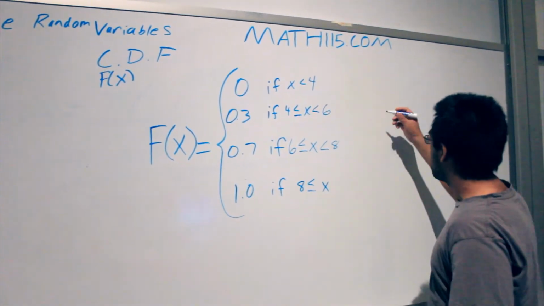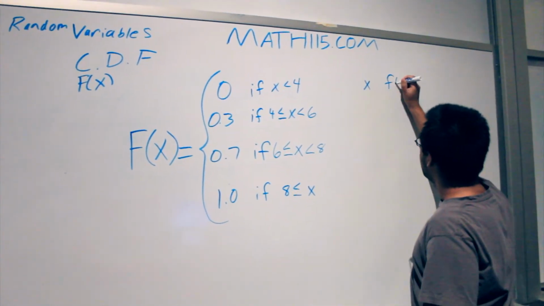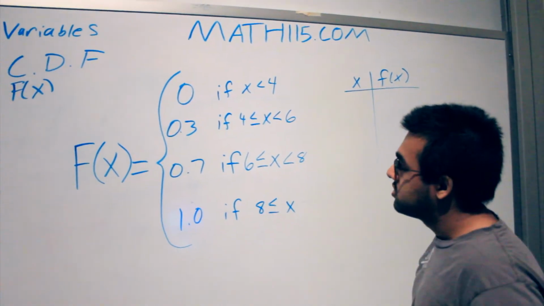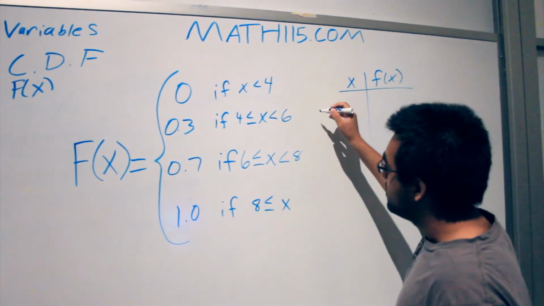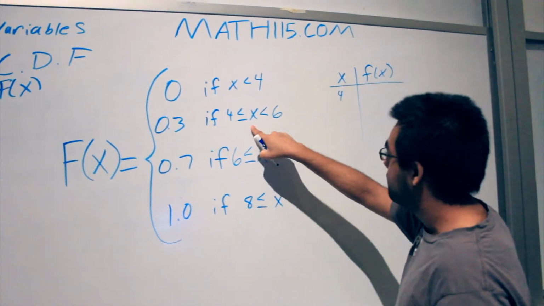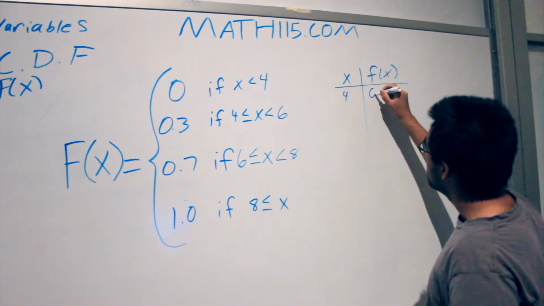So when you make your chart, you know that you're looking for a PMF, so x, and then you're going to have a little f of x to represent your PMF. So this x is going to be 4, because we know that x can equal 4. There's an equal sign here. And it says that the probability of 4 is going to be 0.3, so we start with that.